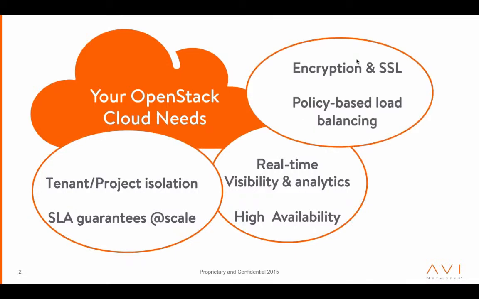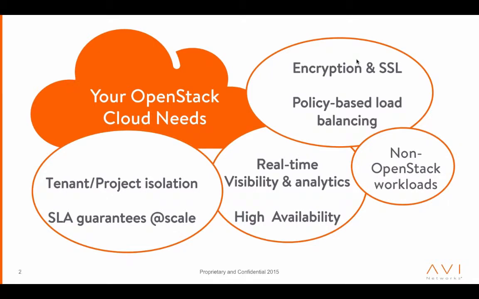And for enterprise grade applications, you need enterprise grade application delivery features like encryption and SSL, policy-based load balancing, and so on. And not only this, we need to be able to support application delivery for your non-OpenStack workloads too. You are not going to throw away your legacy servers and move everything. For some of those applications running on your legacy servers, you still need to support them.